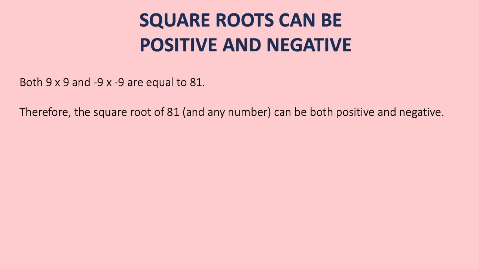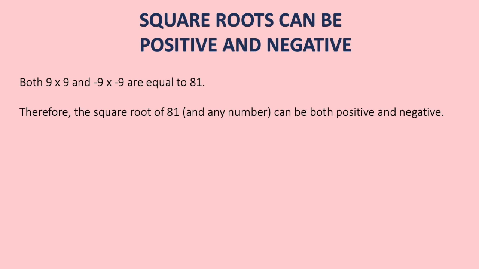Square roots can be positive and negative. So both 9 times 9 and negative 9 times negative 9 are equal to 81. Therefore, the square root of 81, and of any number, can be both positive and negative. This can be very confusing because when you're using a square root in an equation, or you're trying to solve for something that has a square root in it, you'd be confused by whether to pick the positive or the negative number.